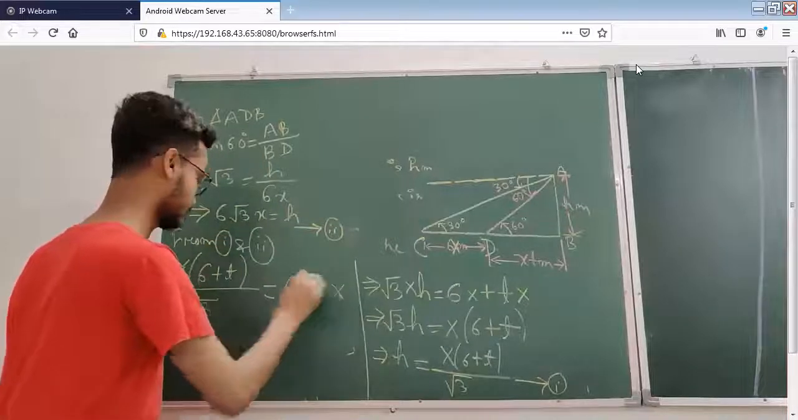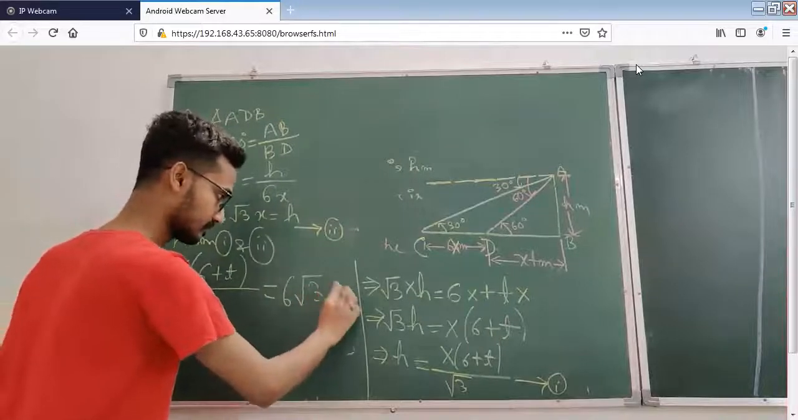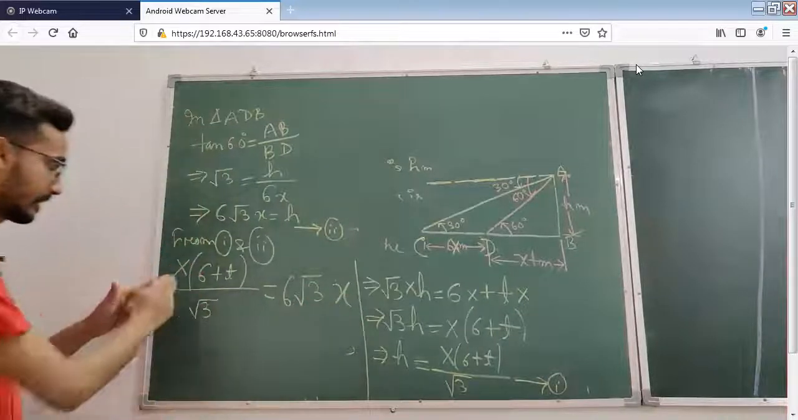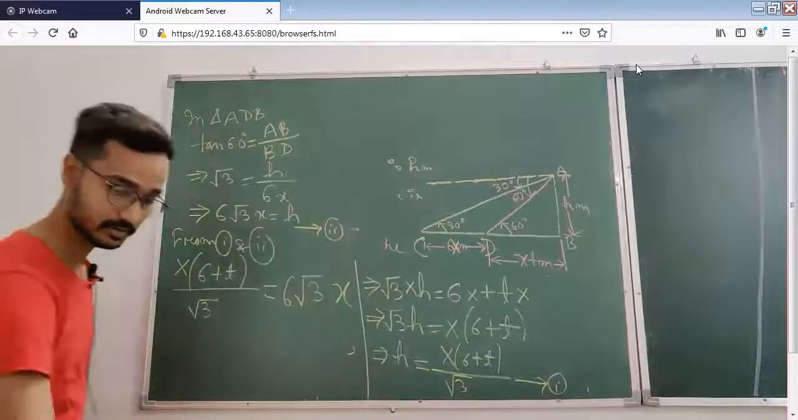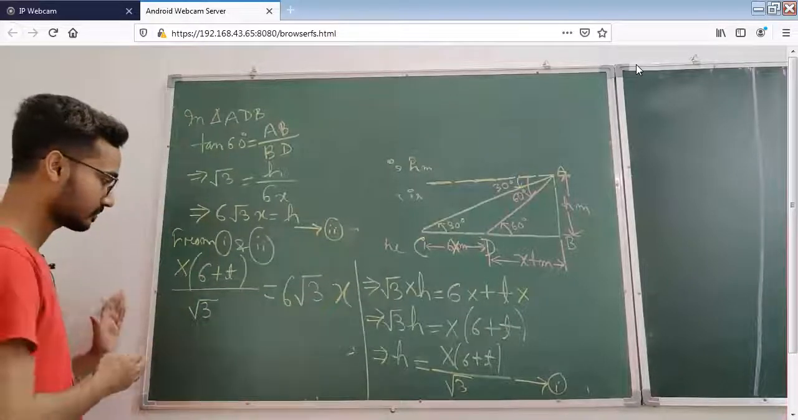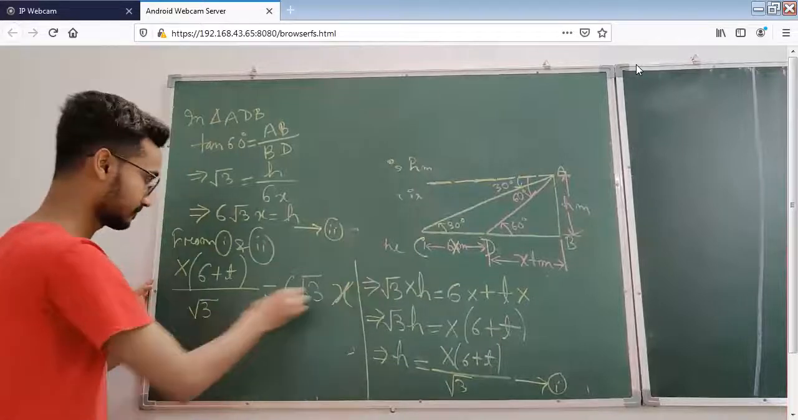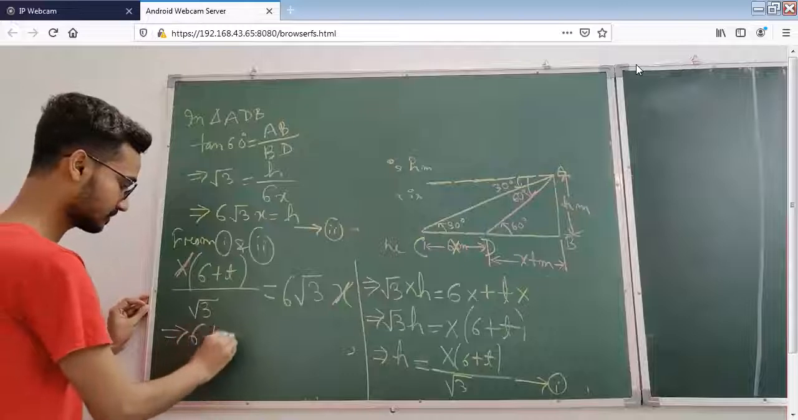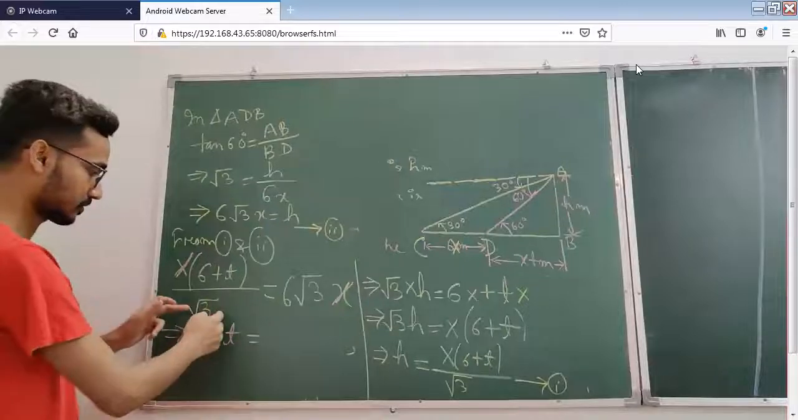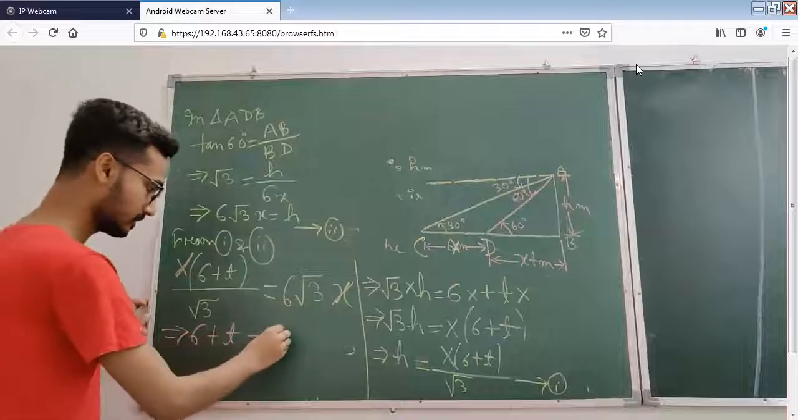Now see, this is x. Now x and x will get cancelled. Why? Because in the left hand side also x is present, in the right hand side also x is present. So x and x will get cancelled. Now if you cross multiply it, it will be 6 plus t. Now root 3 and root 3 will be 3, so 6 into 3, it will be 18.